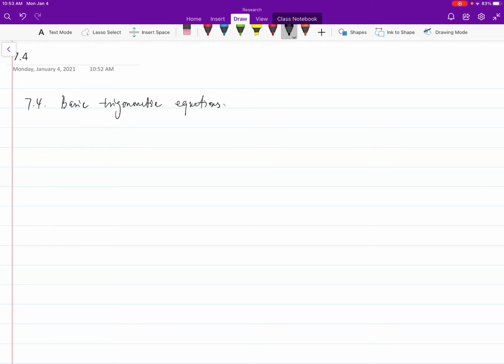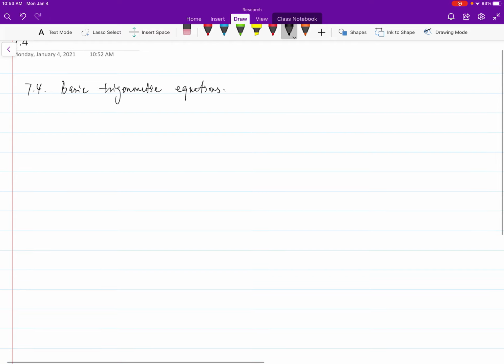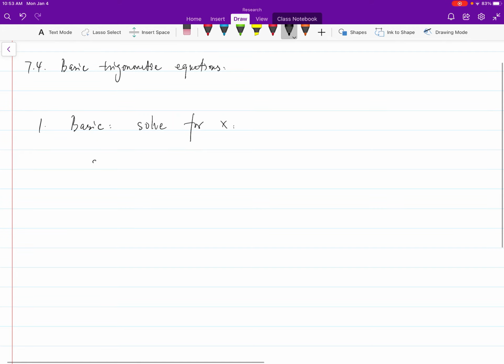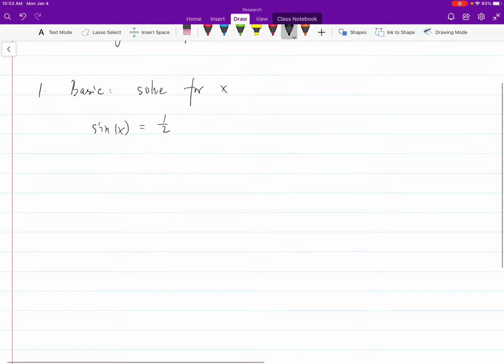All right. Now we move on to 7.4, where we try to talk about how to solve equations which involve trig values. We start from the very basic. Solve for the equation. Okay. Sin x equals 1/2. So this will be the basic. Okay. So how do we solve it?